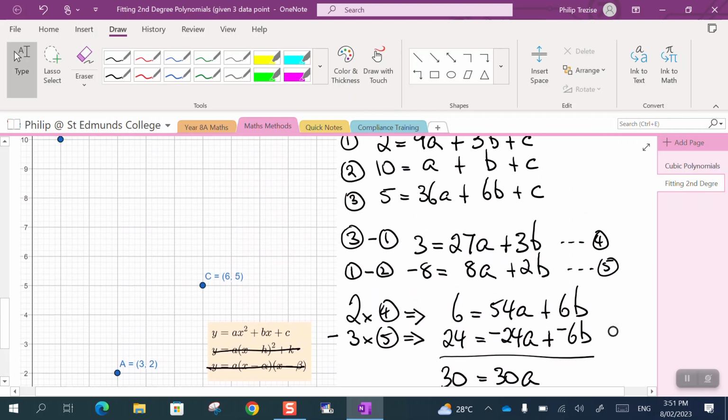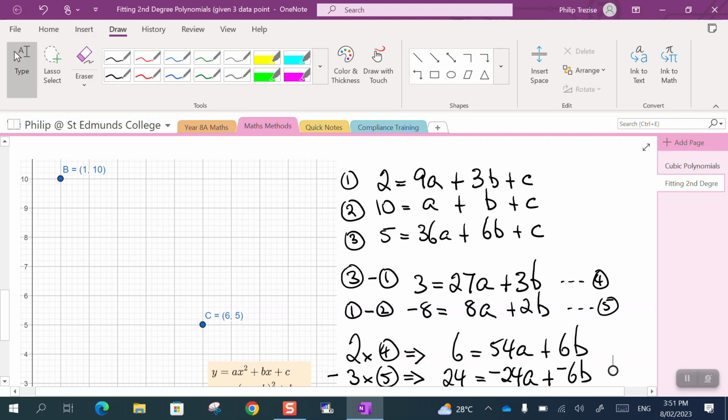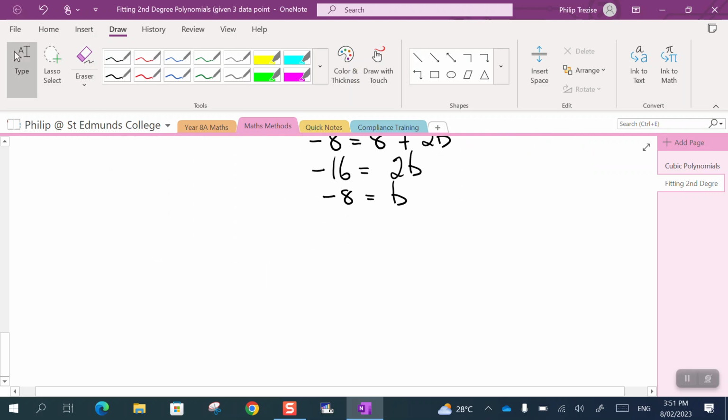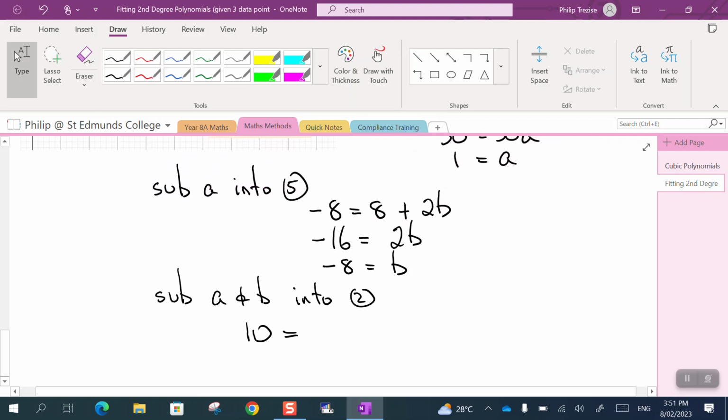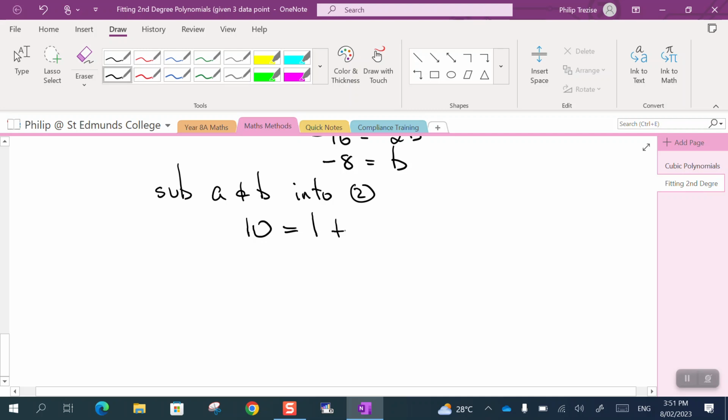Now I think I'll go all the way back. Which one looks easiest? I think equation 2 looks easiest. It's just 10 equals a plus b plus c. So I will substitute a and b into equation 2. Equation 2 read 10 equals a plus b plus c, where a is 1 and b is negative 8 plus c. What do I get? Well, 10 equals negative 7 plus c. It looks like I should have 17 equals c.